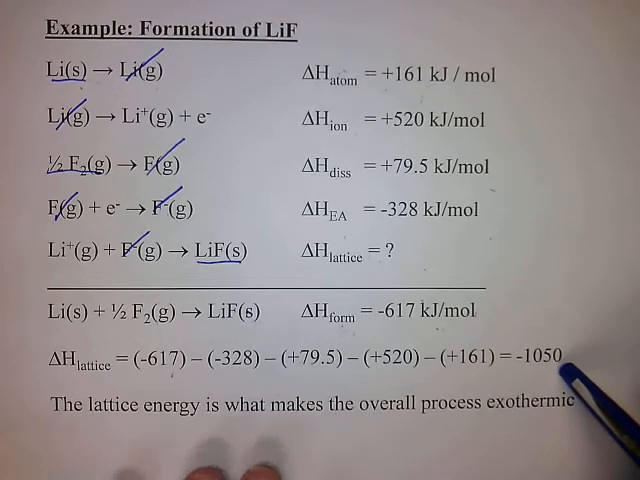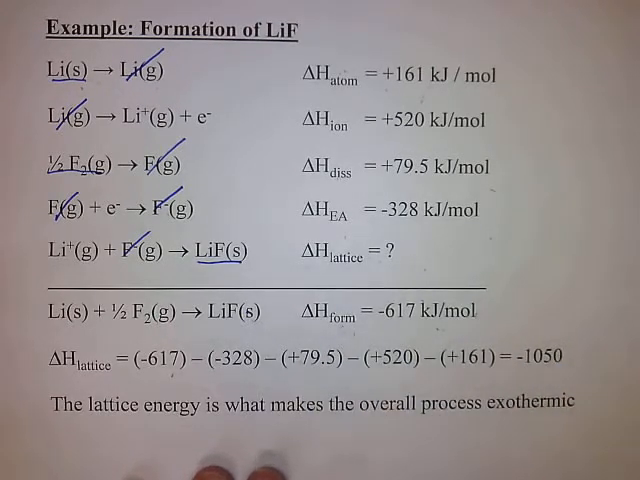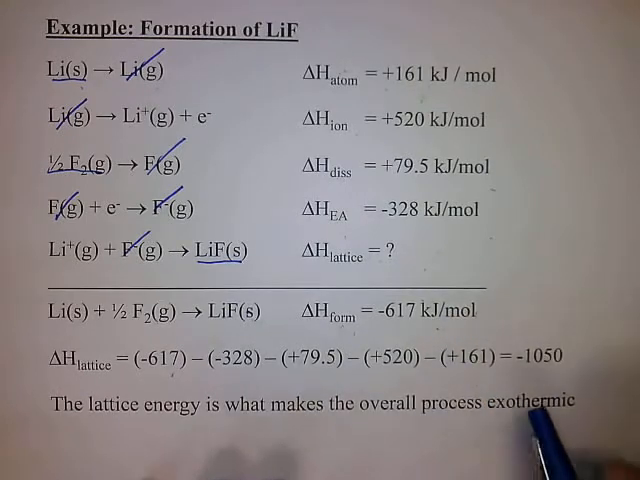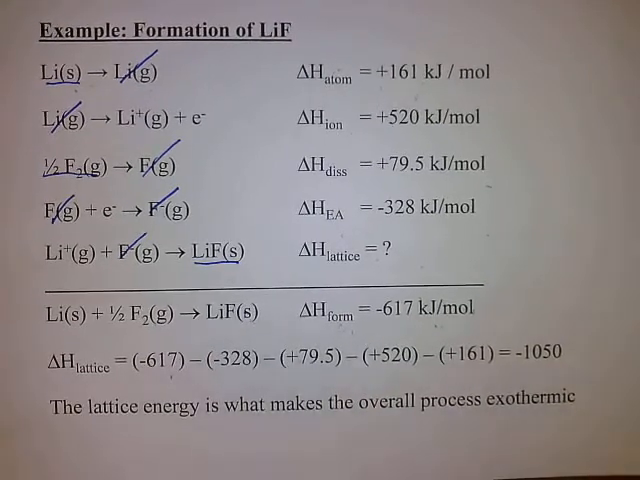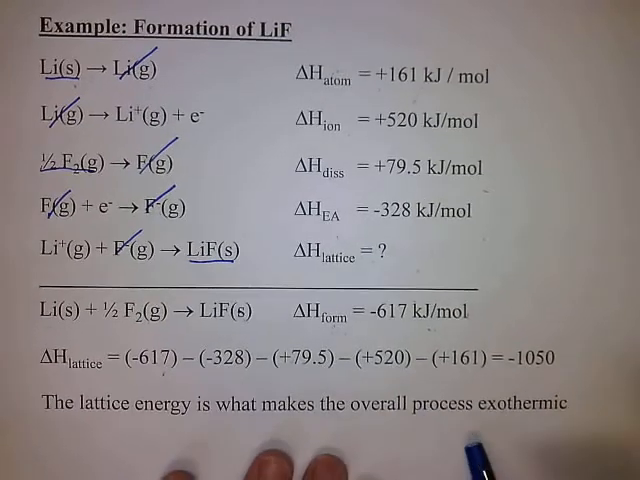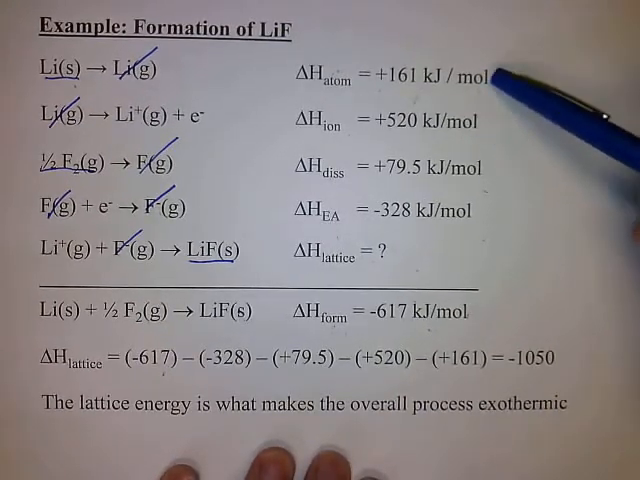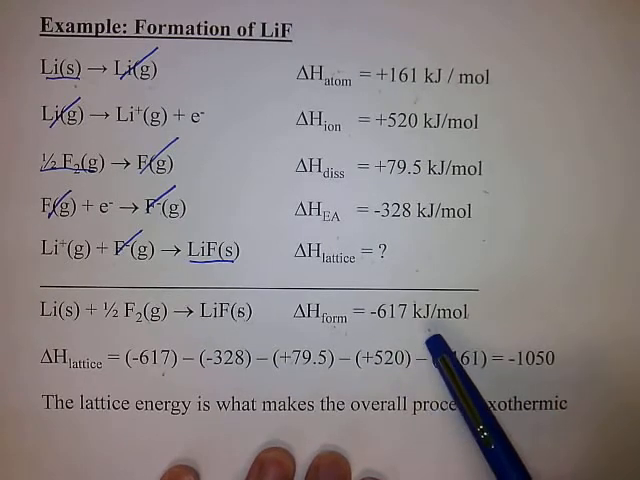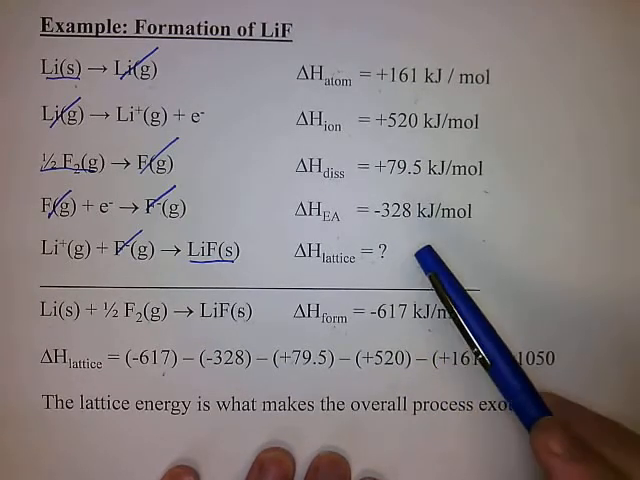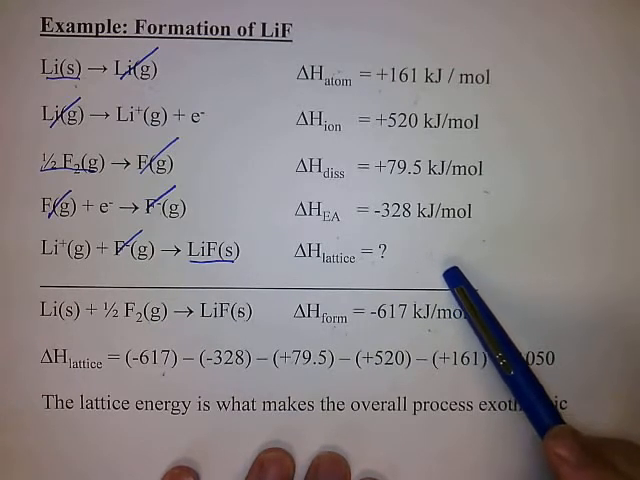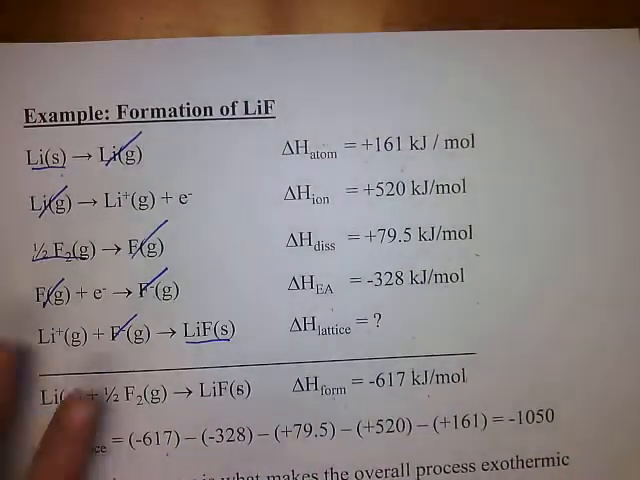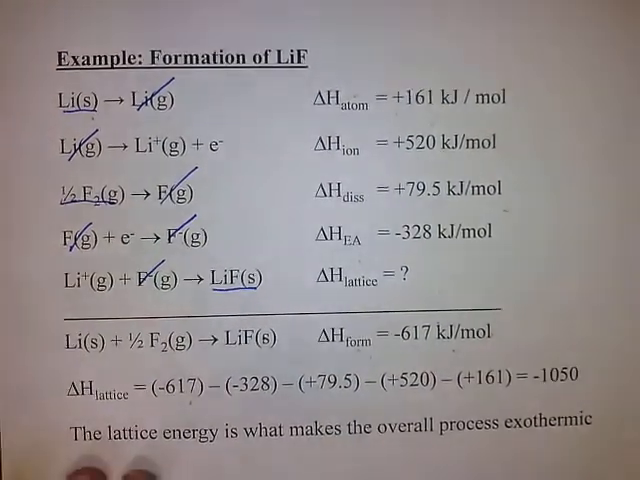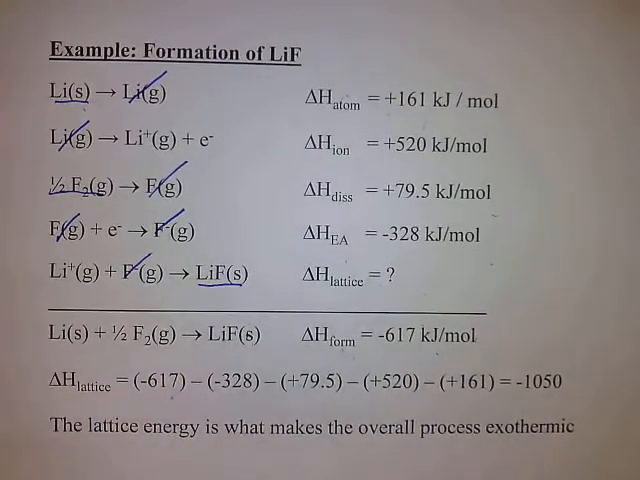There's a lot of energy released when those gaseous ions come together to form that ionic compound. You're getting out all the energy in those electrostatic forces of attraction. And it's the lattice energy that makes the overall process exothermic. So we have three endothermic steps up here. And yes, this adds up to a pretty exothermic step. So you know this reaction must be pretty exothermic. The lattice energy must be pretty exothermic. So that's how you basically do a Born-Haber cycle to get at the lattice energy.